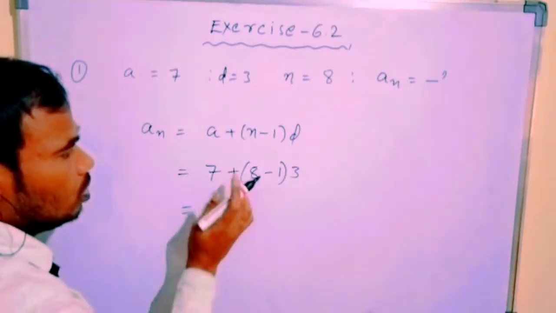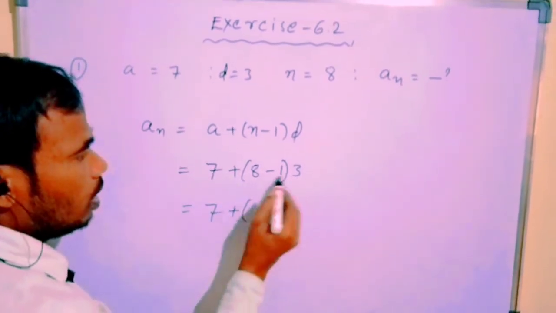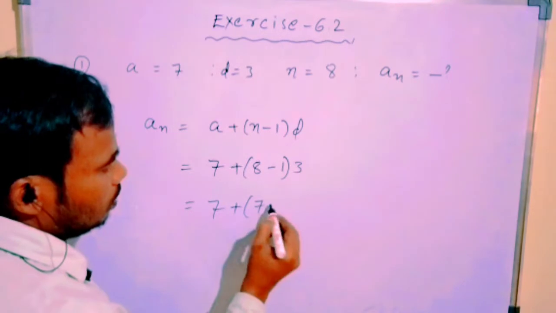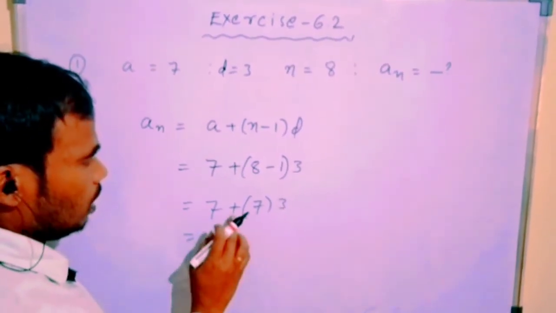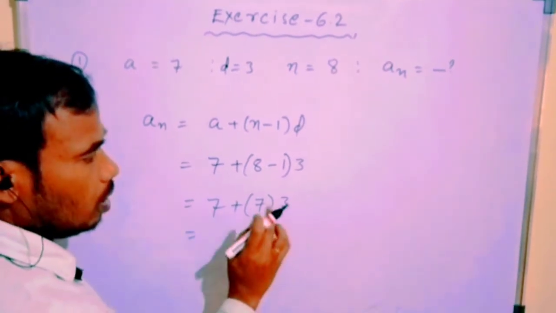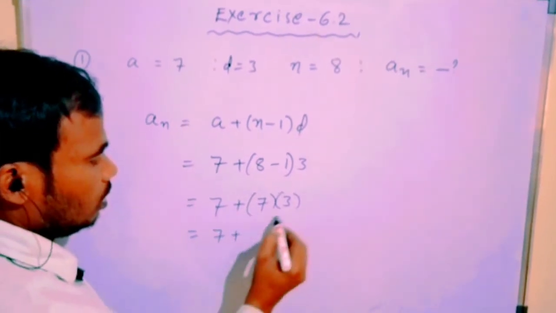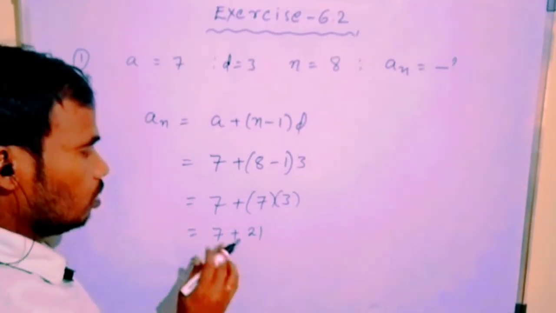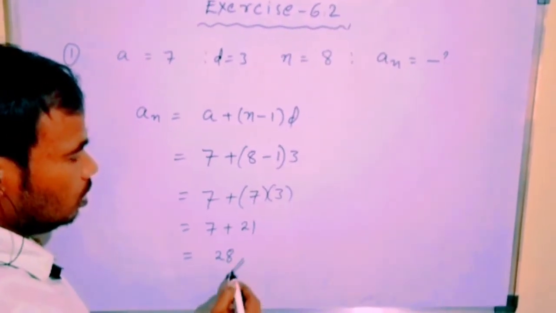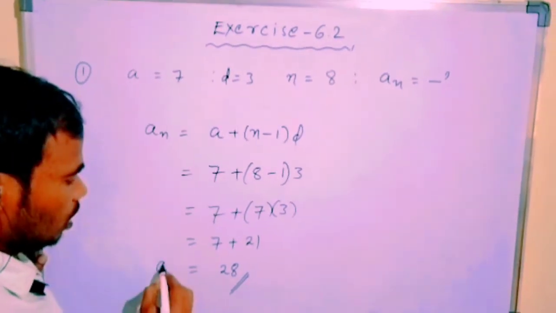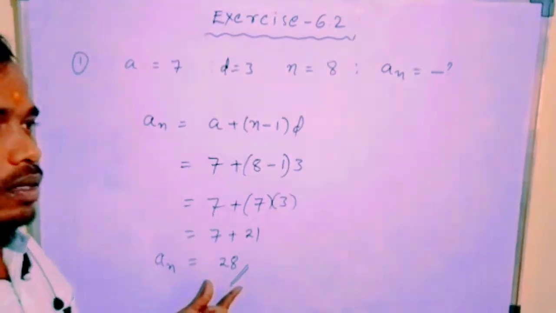Now here is the simplification. 7 as it is, plus 8 minus 1 is 7, and here is the 3. Here there is addition and multiplication between, so first you do the multiplication. 7 times 3 is 21, and now the addition: 21 plus 7 is equal to 28. So the a n value is equal to 28. This is the answer.